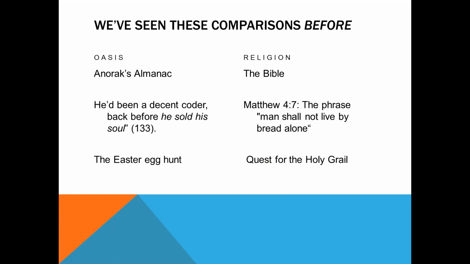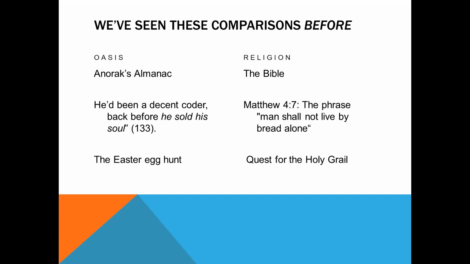And this isn't just me coming out of left field, because we've seen these same types of comparisons before. Anorak's Almanac in the book is the leading sort of gospel of the Oasis, and the only other texts that typically use chapter and verse structure would be religious books like the Torah, the Quran, or the Bible. And again, flashing back to chapter 13, Nolan Sorrento had been a decent coder back before he sold his soul, in which we get the echo of what Jesus says to the devil in Matthew chapter 4.